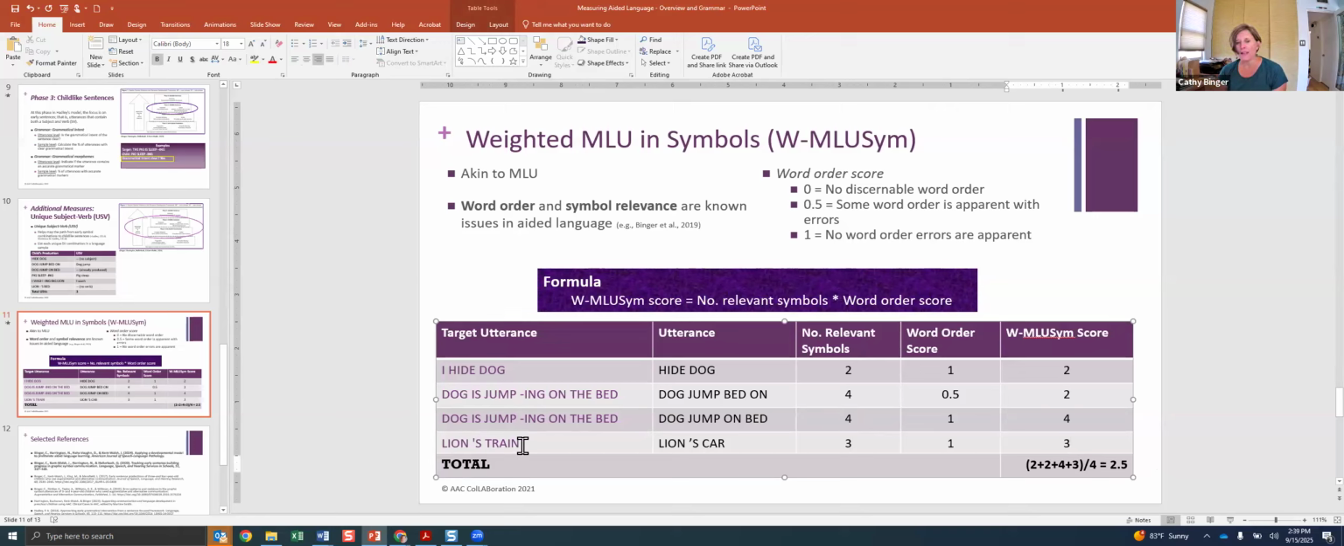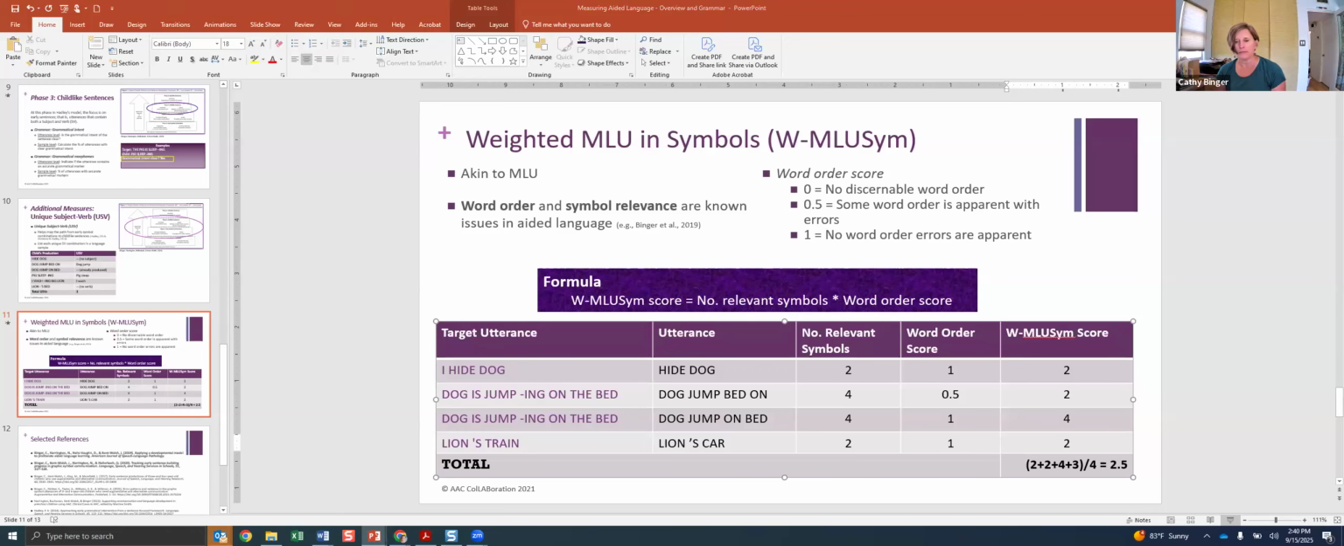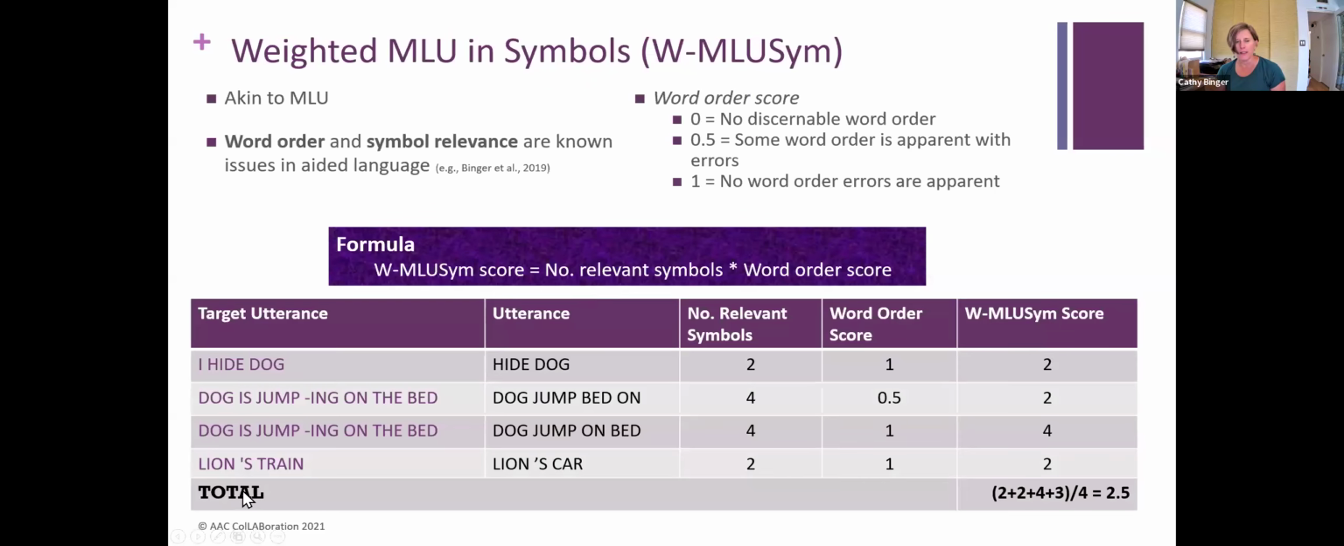Okay, so "lion's train," and it's "lion's car." This is lion plus the symbol, the apostrophe S, added an S on there for the possessive. And then car, those are 3 symbols there. But, oh, I did have this right. Only 2 of them are relevant. So there are 3 symbols there. See, I did this to make sure you were paying attention. That's what I did. Oh my goodness. All right. Sorry, guys.